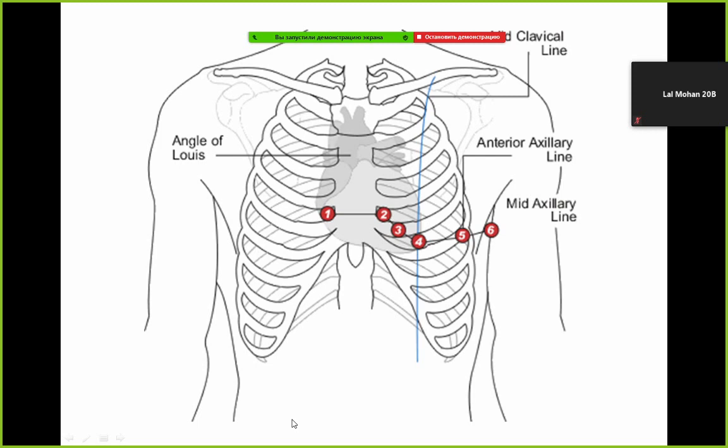So this is the position of the chest leads, 6 chest leads. They are positioned along lines and intercostal spaces.